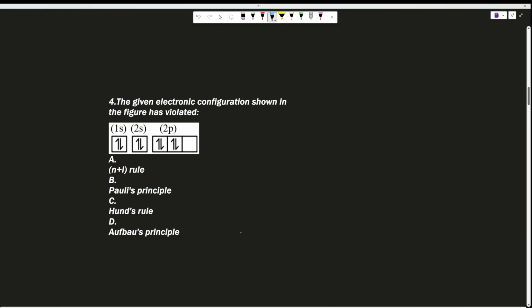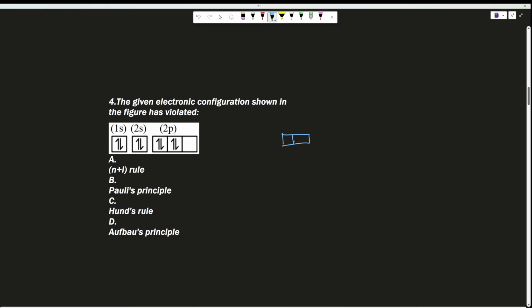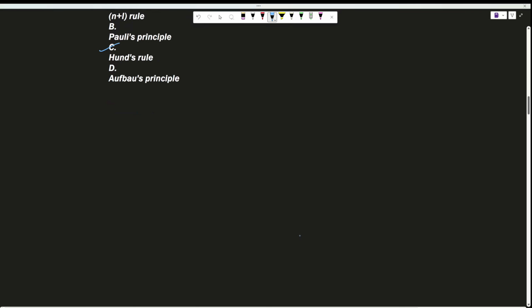Then, the given electronic configuration shown in the figure has violated. So this is again in general. This comes in your basic topics like structure of atom or periodic classification. If you look at the configuration here, 2p4 is written this way. Actually we have to singly fill the electrons first and then we have to pair them. So it violates Hund's rule. So that is option C.